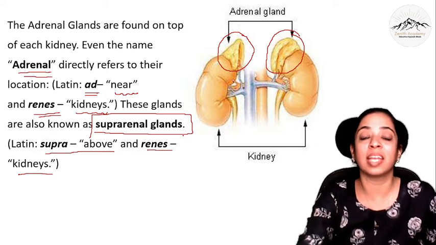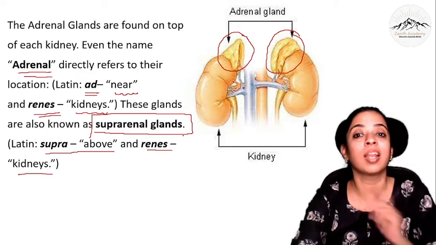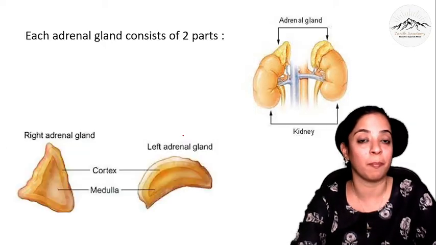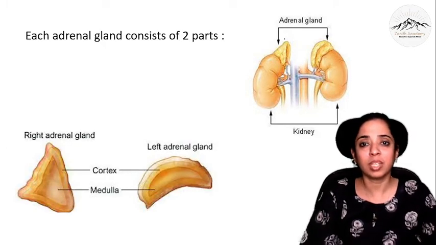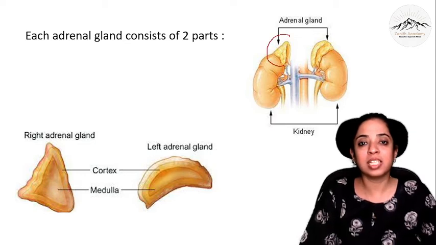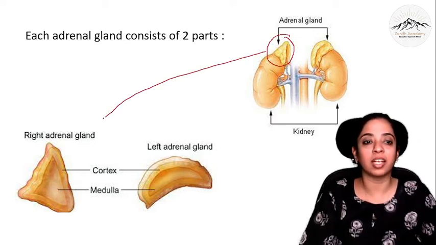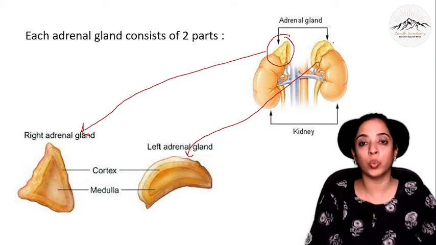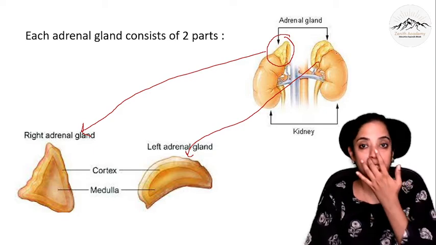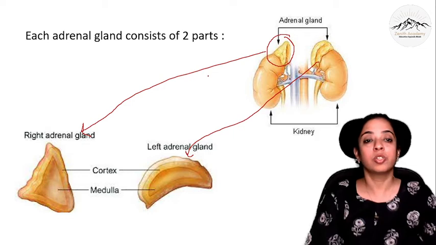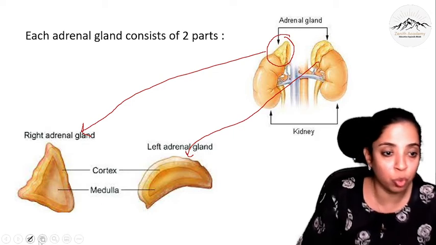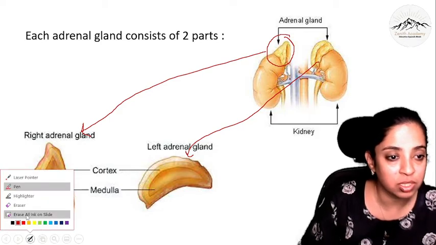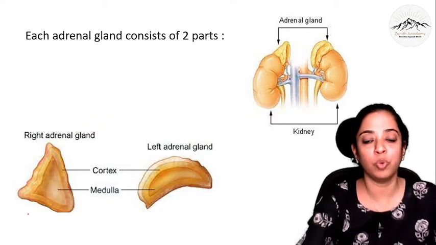Now if you see the diagram very carefully children, both the glands do not look exactly the same. Can you see here? This is the right adrenal gland, and this one is the left adrenal gland. You can see these pictures on Google and understand that these two do not look exactly the same. Each adrenal gland consists of two parts.